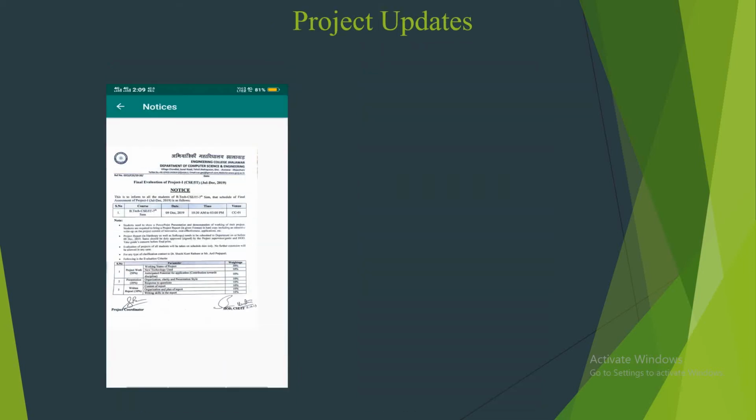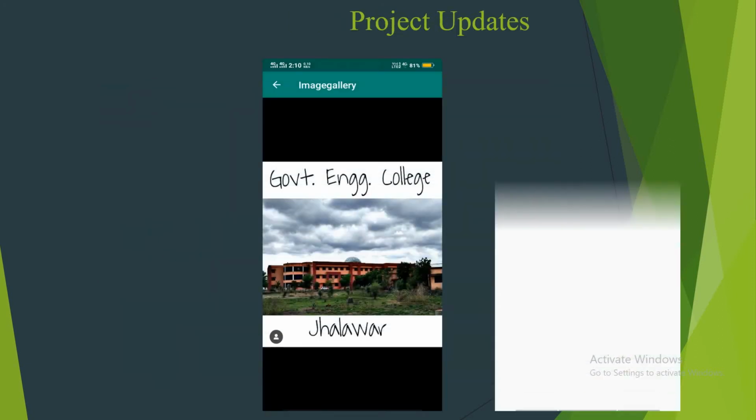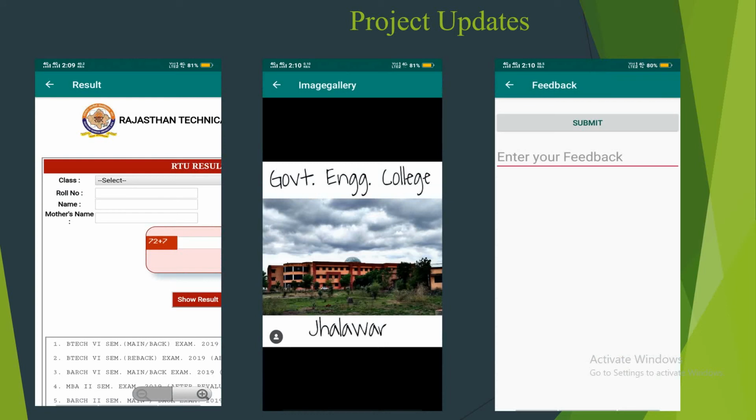Then when you tap on notices, you get notices. When you tap on the website button, you can see the website. When you tap on result, you can get your results. When you tap on the image gallery button, you can see the images running automatically. The last one is feedback, where you can provide your feedback so that we can provide you better performance.